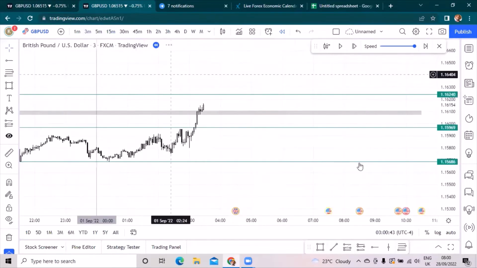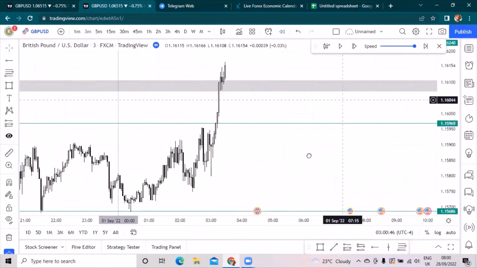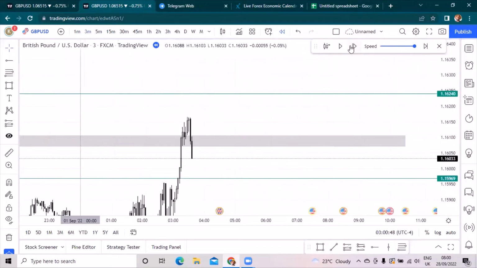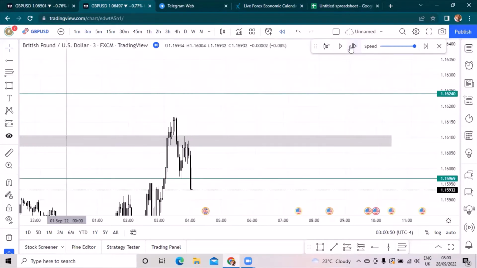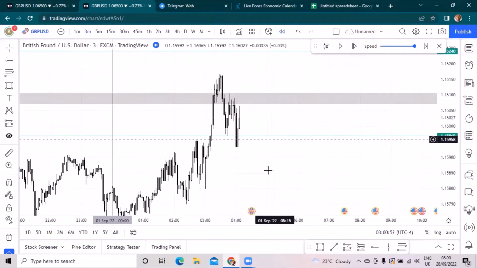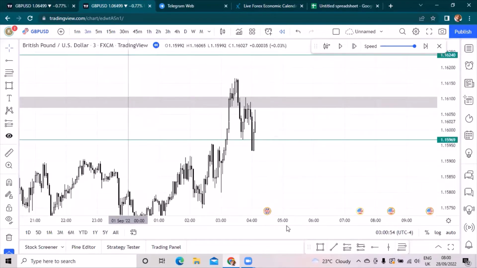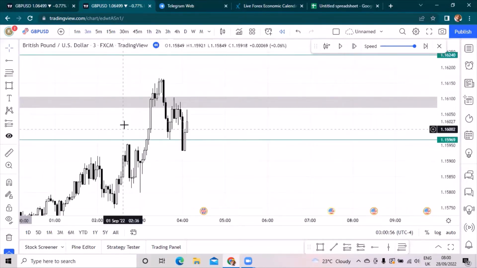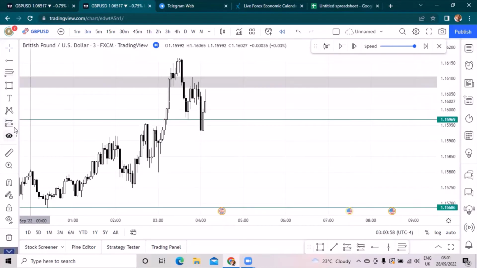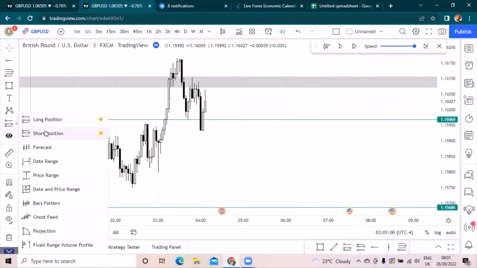What do I do? I go to the lower time frame, 3 minutes. I wait for a market structure shift, creation of a fair value gap, and I take the trade. So now this is a nice market structure shift right here. So what do I do? I take the trade. Now I've not backtested it before. I can't really, but this is it.